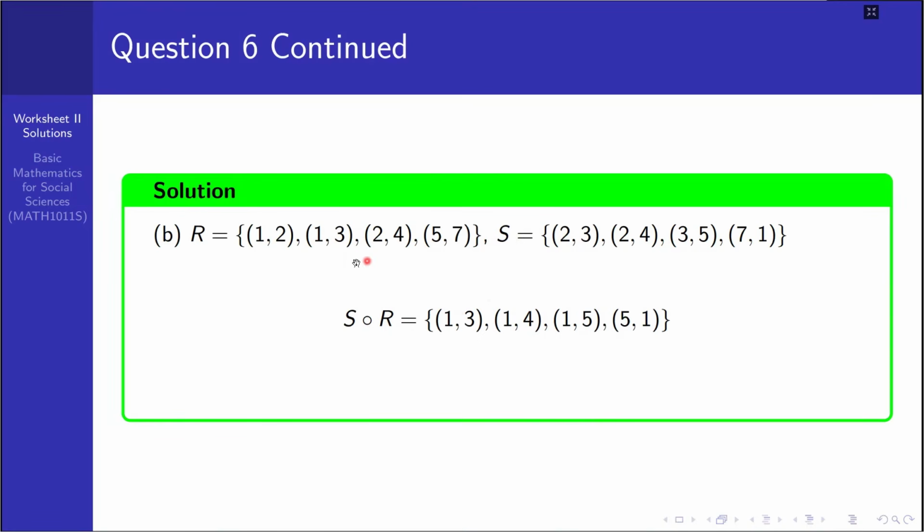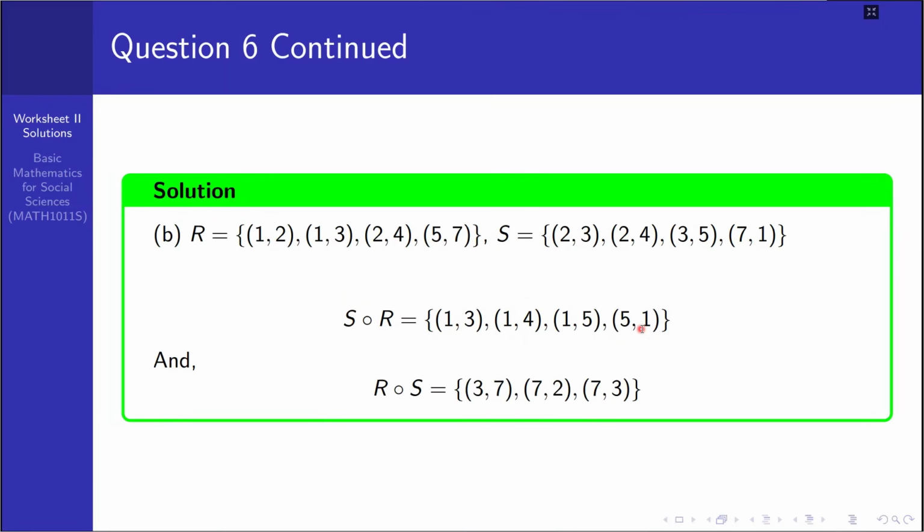And the other could be the image of this one, that's simply 1 under R is 2 and the image of 2 here is again 4, so that (1, 4) must be an element of S composed of R. And lastly the image of 5 under R is 7 and the image of 7 under S is 1, so that (5, 1) must be an element of S composed of R. Therefore S composed of R could be this, with these elements, that's simply (1, 3), (1, 4), (1, 5) and (5, 1).